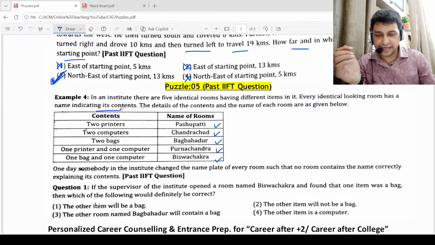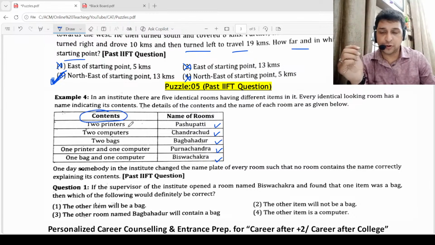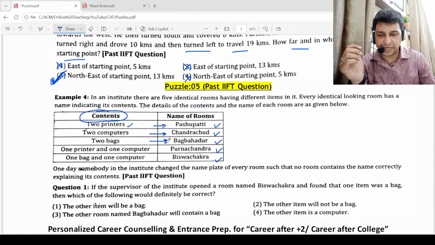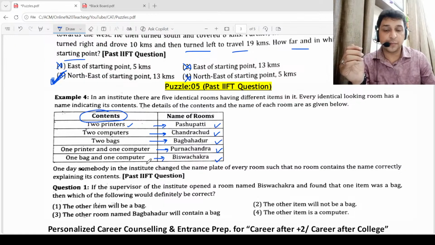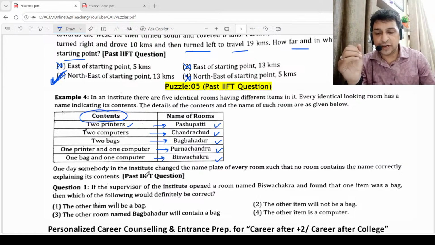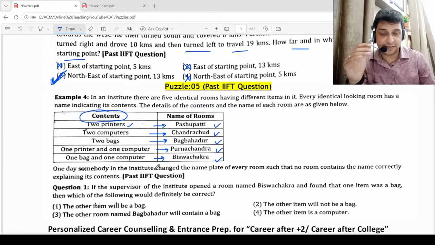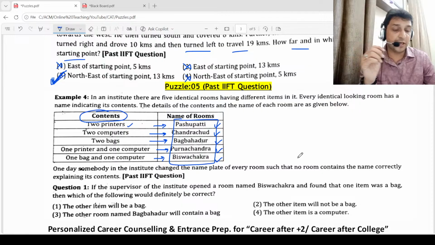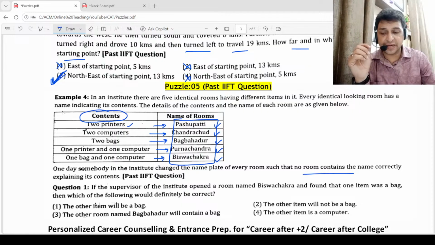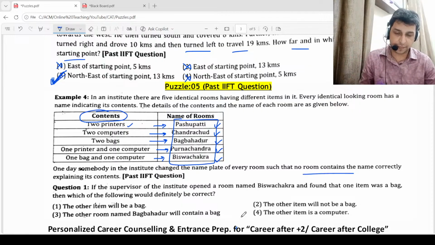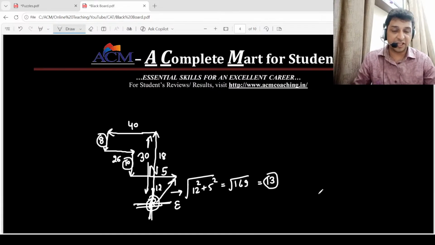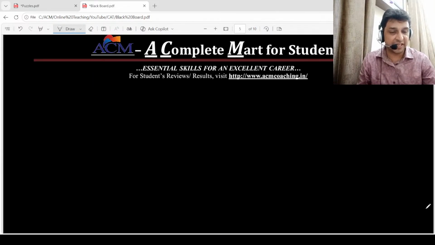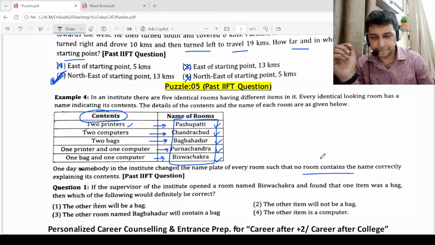And there are contents which are in these rooms. There are 2 printers in the Pashupati room, 2 computers in Chandrachud, bags in Bag Bahadur, printer and computer in Purna Chandra, and 1 bag and 1 computer in Vishwachakra. Now, one day somebody in the institute changed the nameplates of every room. So nameplates have been shuffled such that no room contains the name correctly. So this is a question on de-arrangement. There's something called arrangement, and then there is a de-arrangement. This is a de-arrangement which is there.